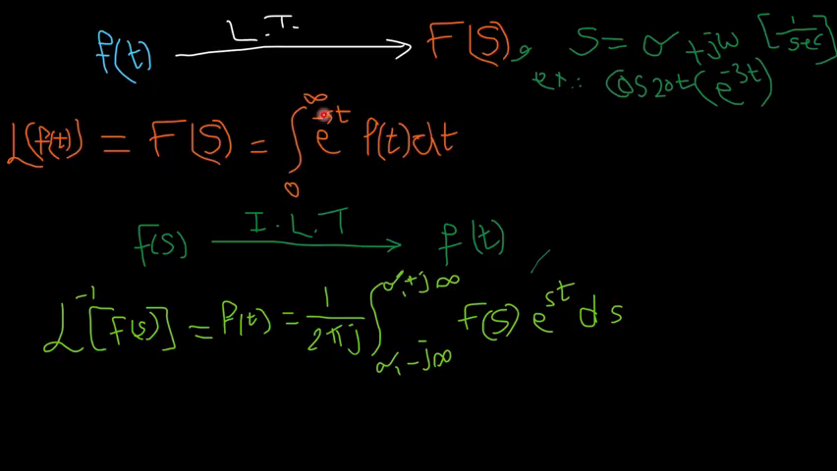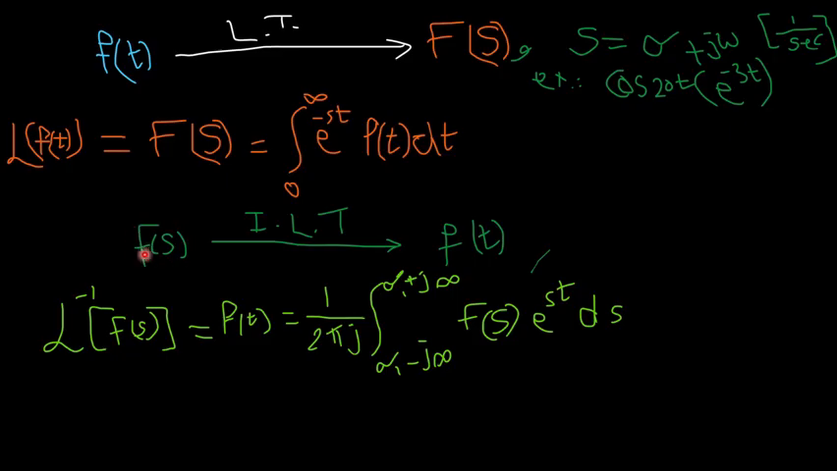So in summary, if we have a function f of t, using the Laplace transform, we can have an equivalent function for f of t in the frequency domain, which is F of s, and this is defined as the Laplace transform of f of t, which equals the integration with respect to time from 0 to infinity of e to the power of minus st multiplied by f of t.